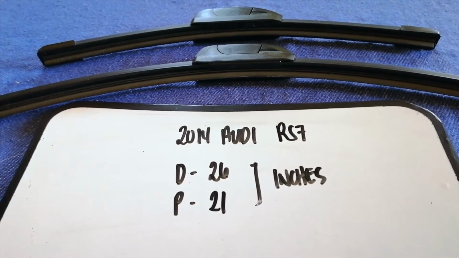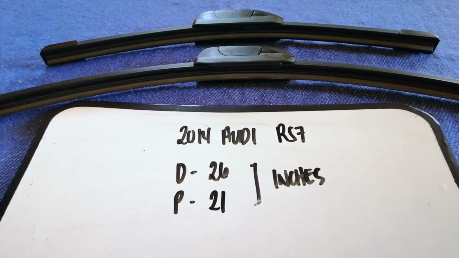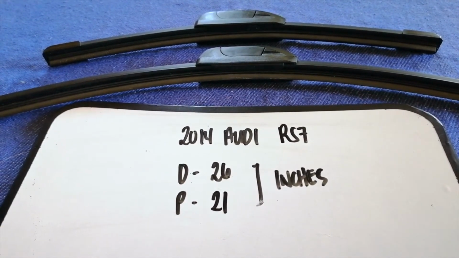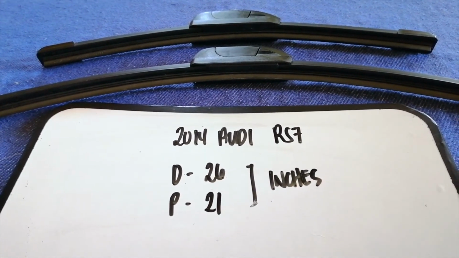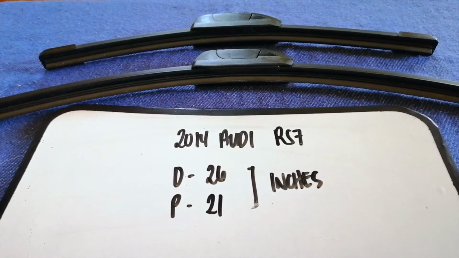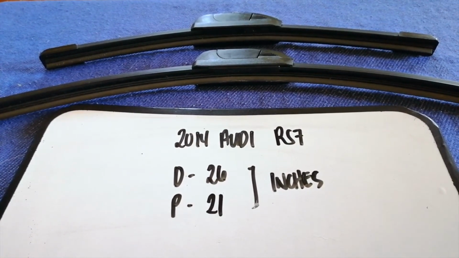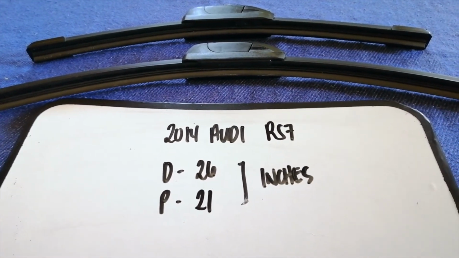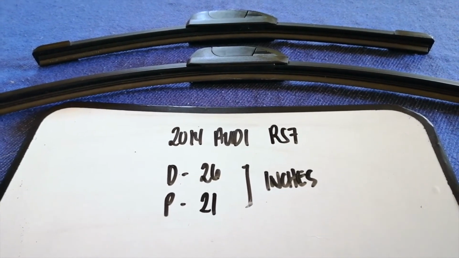The wiper blade replacement size for the 2014 Audi RS7 is 26 inches for the driver's side and 21 inches for the passenger side. As you can see, the blade size is different for the driver and for the passenger. So once again, the wiper blade replacement size for the 2014 Audi RS7 is 26 inches for the driver's side and 21 inches for the passenger side.